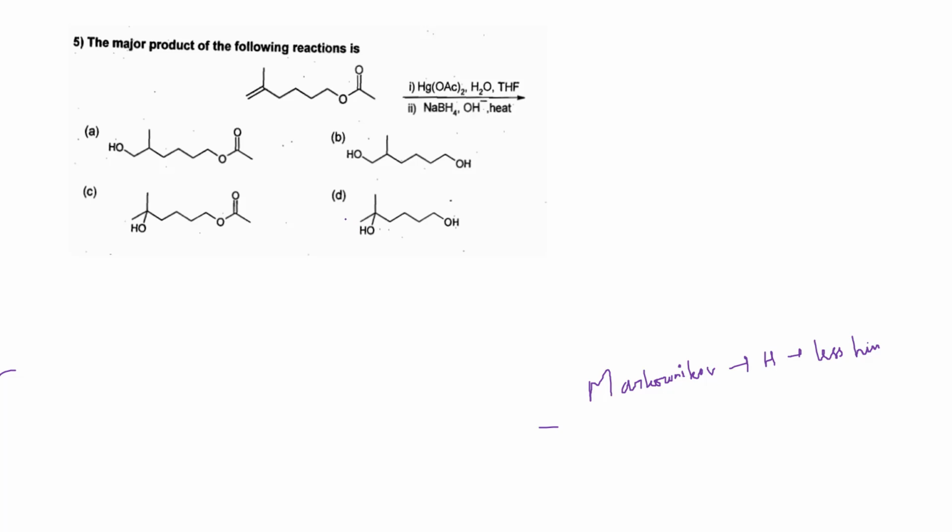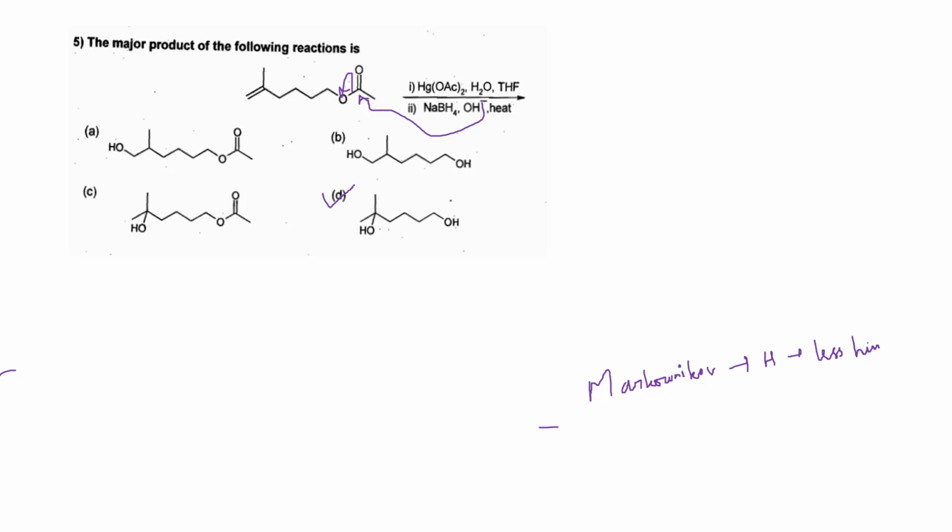So the correct option will be this. Now if you add NaBH4, as there is OH minus in the system, that will also react with this ester system and hydrolysis will occur, because you can't control the reagent. You can't tell your reagents to react only with this part and not that part. So as there is an ester and OH minus is also there in the system, this ester will also be hydrolyzed and we will get this as our product.